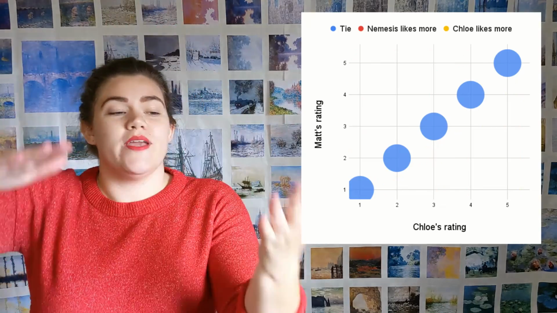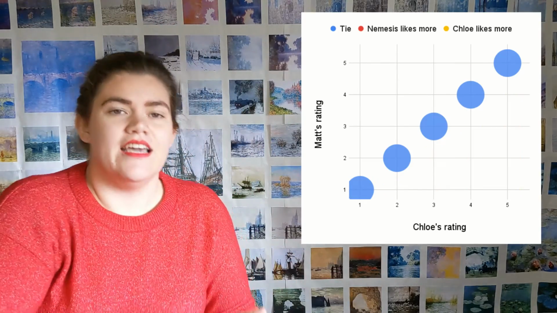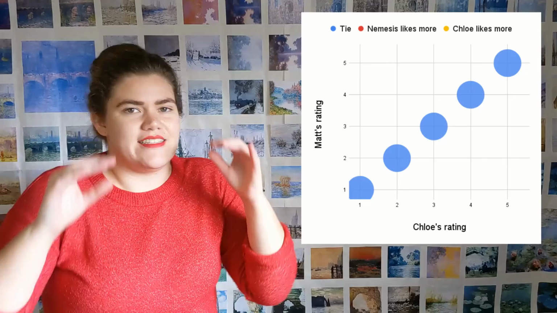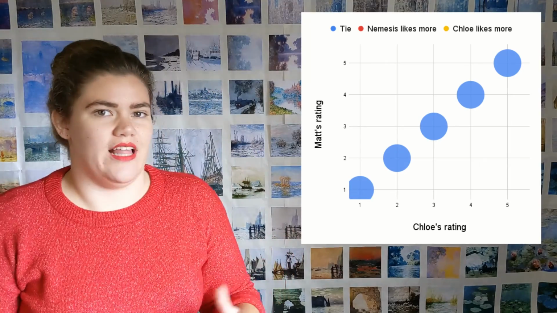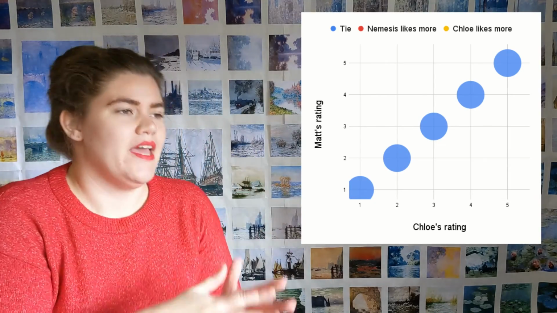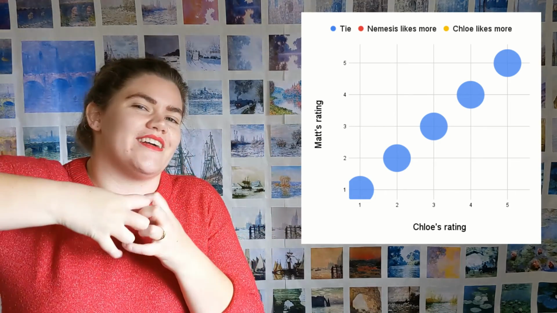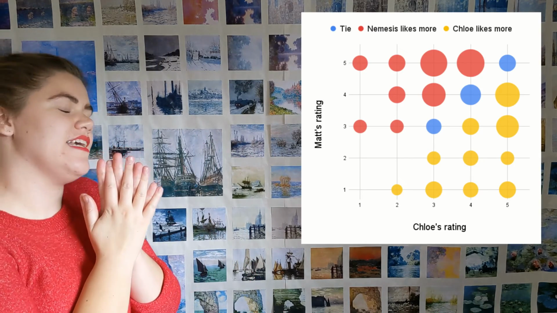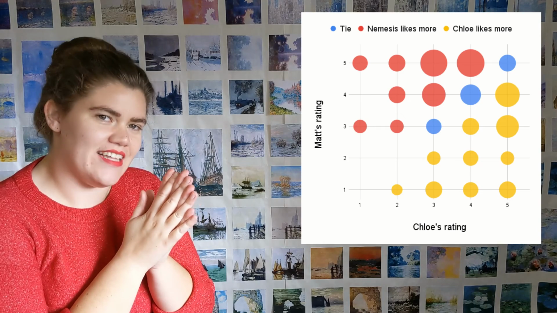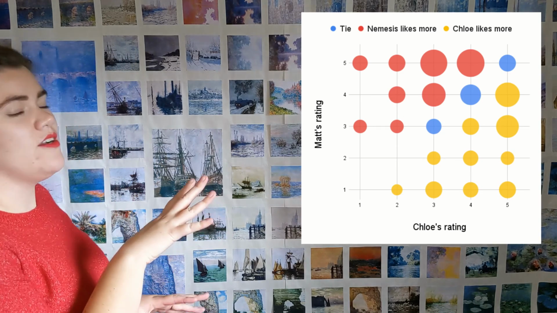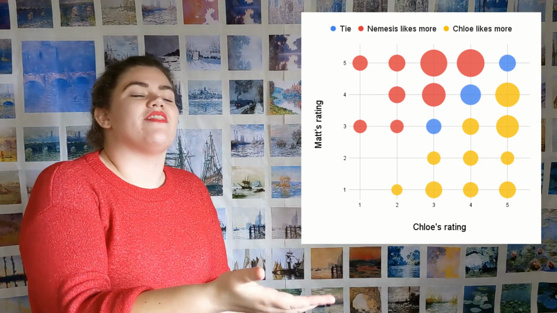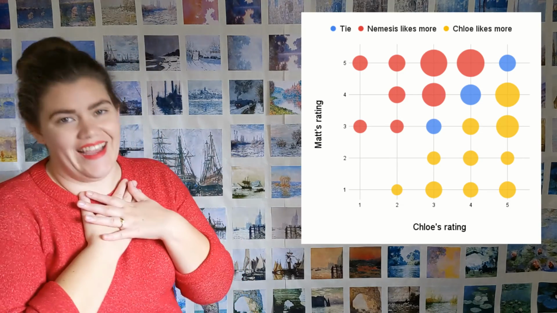So theoretically, if we had exact matching taste, the graph would look like this, where everything aligns in this blue diagonal center line where we rated every single book the same. The farther away we get from this blue diagonal center line, the more our taste diverges. So are you ready to see the actual graph with all the books we've read? Here it is. As you can see, we don't exactly stick to that center line. The red dots are all of the books that Matt liked more, and the yellow dots are all of the books that I liked more.